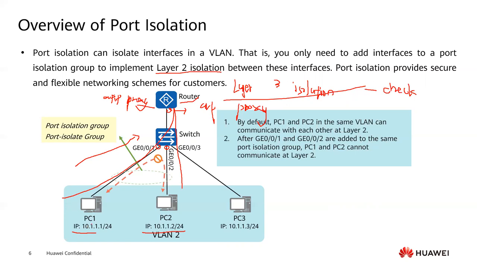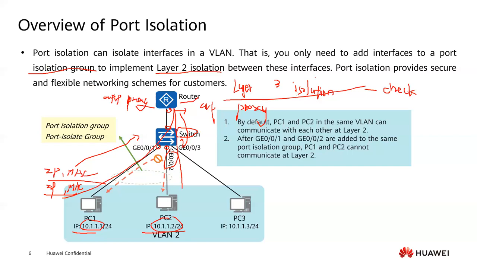This packet, PC1 will send it to the router and this router will send it to PC2, but this packet will pass through the switch, right? And this switch will record this port's IP and MAC. What it means is that the switch will record that this IP address belongs to this port, and this IP address belongs to this port. So you will find that although this packet comes from this port, it will check the source IP address and the destination IP address, and it will find that they are in the same isolation group, so they can communicate with each other. So that is layer 3 isolation.